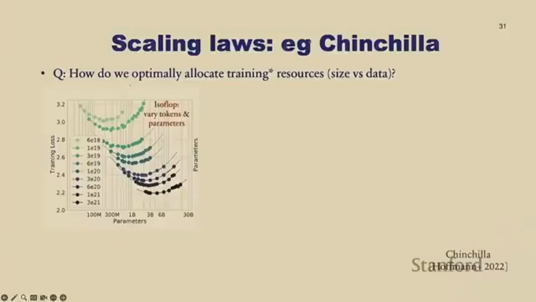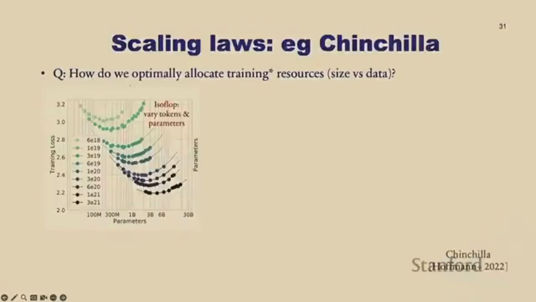So Chinchilla is a very famous paper that first showed this. I want to give you a little bit of a sense of what these plots are. Here you see training loss again. On the x-axis you see the number of parameters, so the size of the model. And all these curves are what we call isoflops, which means all the models on a curve have been trained with the same amount of compute. The way you do that is you vary the number of tokens trained on and the size of the models, but in such a way that the total compute is constant. So all these curves with different colors were trained with different amounts of compute.